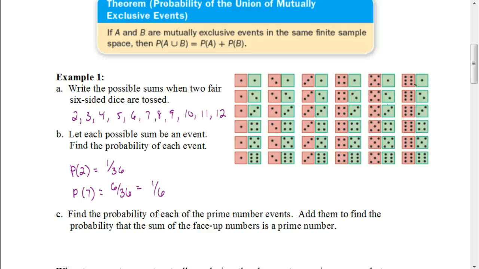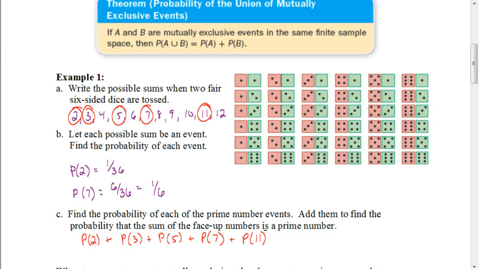Well, our prime sums would be a sum of 2, a sum of 3, a sum of 5, 7, and 11 is also prime. So we'd have the sum of these 5 prime probabilities. So let's start with the probability of getting a sum of 2. We would add that to the probability of a sum of 3. Add that to the probability of getting a sum of 5. Add that to the probability of getting a sum of 7. And finally, add that to the probability of getting a sum of 11. And this would give us the probability of rolling 2 dice and having a sum that's a prime number.